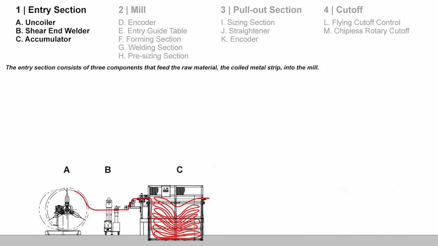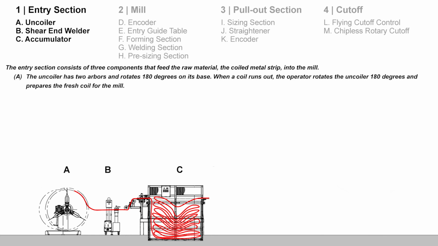First is the entry section, which consists of the 3 components that feed the raw material into the mill. The process starts at the uncoiler, which has 2 arbors to hold 2 coils of raw material. The uncoiler rotates 180 degrees on its base. When one coil runs out, the next full coil is ready.